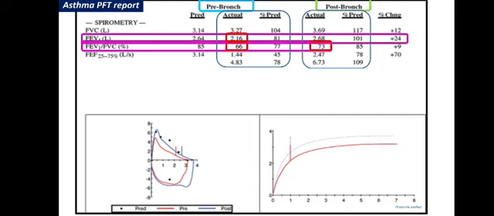Whether there is an increment: in the pre-bronchodilator state, it is 2.16 liters. In the post-bronchodilator state, it has increased to 2.68 liters, a 24% increment. So it is more than 200 ml and more than 12% increment, so it is likely to be a case of asthma. Here, what to look for in asthma cases? FEV1/FVC ratio and FEV1 increment. And this is the curve.